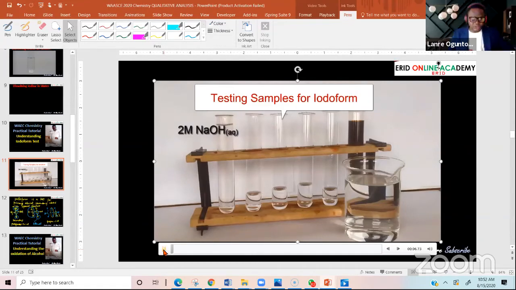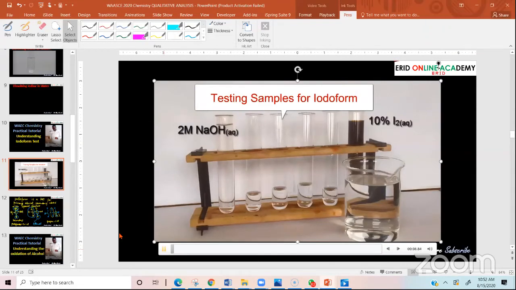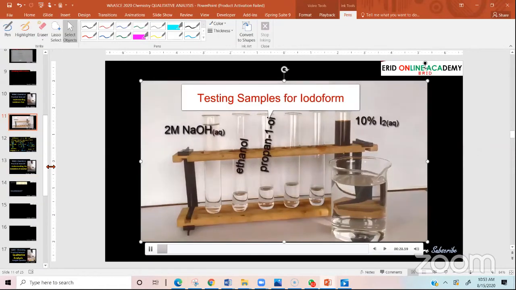Okay, please. This is known as the Iodoform test. I'm going to be requiring sodium hydroxide and iodine, 10% iodine. I'll be presenting to you 4 samples for this particular experiment: ethanol, propan-1-ol, and an isomer of propan-1-ol, which is propan-2-ol.